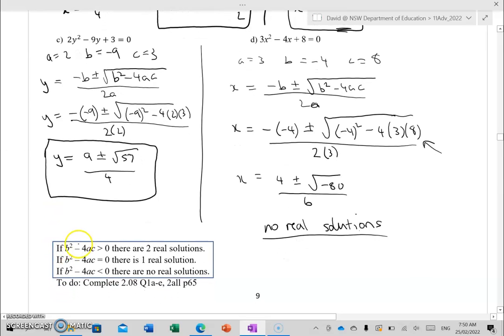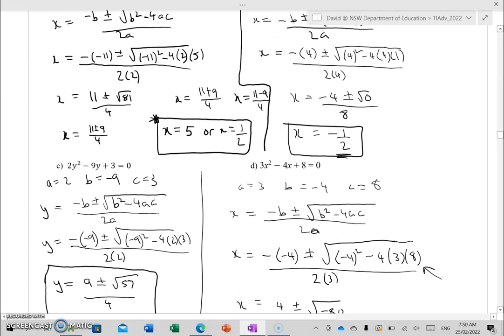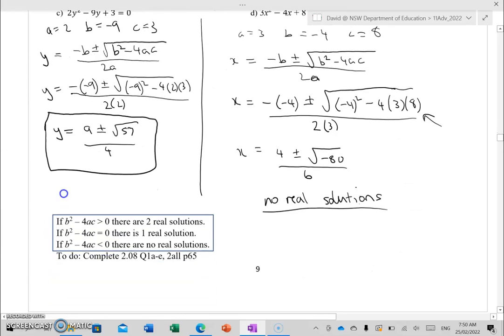Just one final thing. If what's under the square root, which is b squared minus 4ac, is greater than 0, we get two real solutions. If it equals 0, we get one solution. So for example, here where b squared minus 4ac equaled 0, we got one solution, -1/2. And if b squared minus 4ac is less than 0, for example the last question, there are no real solutions. So that's how we can see that our quadratic can have 0, 1, or 2 real solutions.